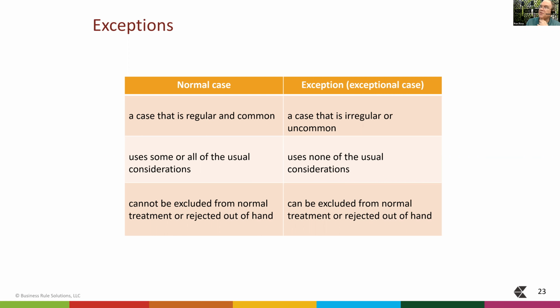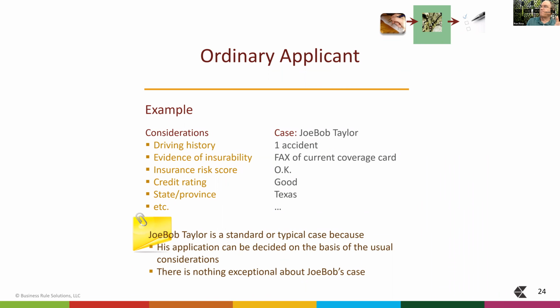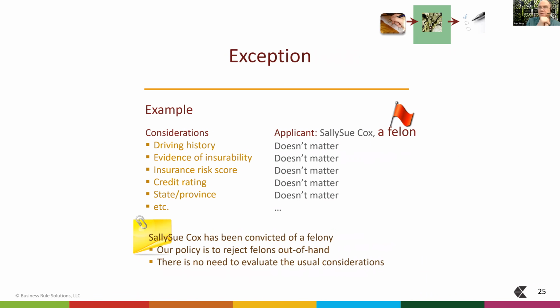And you come across these all the time. So Joe Bob, he's good. He's a normal applicant, ordinary applicant. Typical case, we can use the normal decision logic to reach his outcome. We can keep the decision table simple in that regard. But then along comes Sally Sue Cox. She's an applicant, and it turns out that Sally Sue is a felon. And we have a business policy that we do not accept people who've been convicted of felonies as successful candidates for insurance. Our policy is to reject felons out of hand.